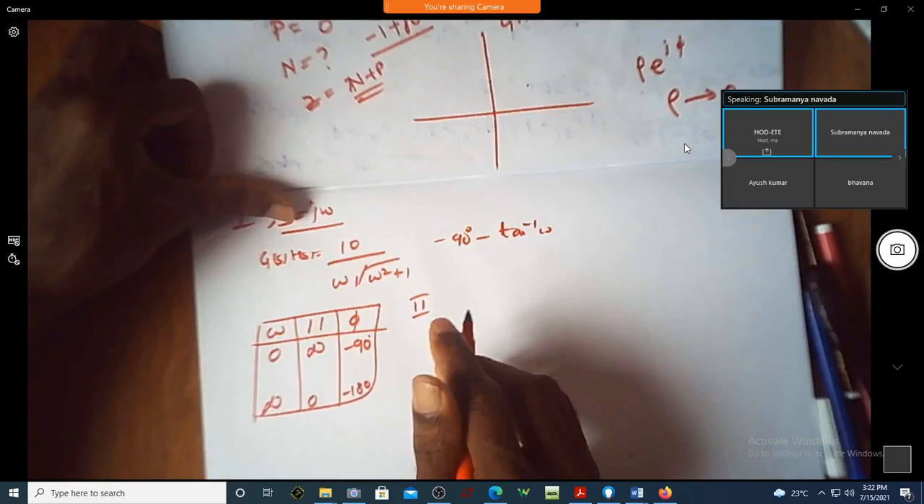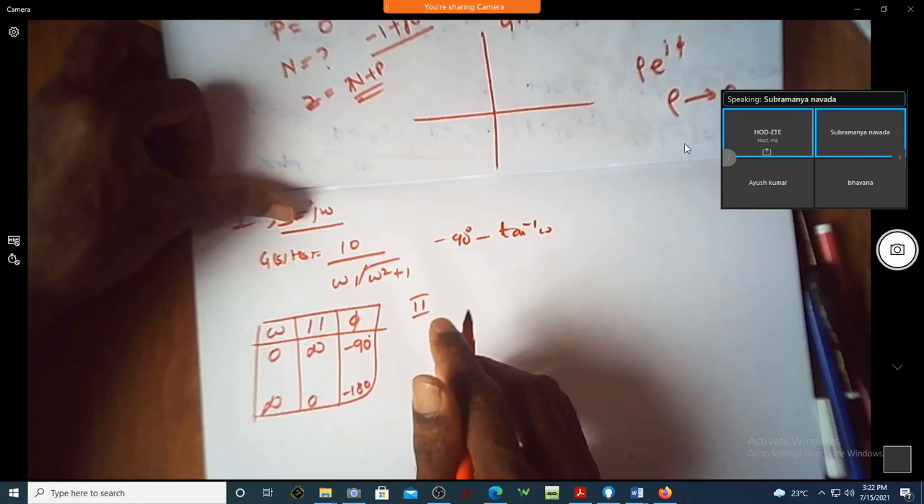Shall we go to segment 2? Is it not G of s H of s equal to 10 divided by r e power j theta into r e power j theta plus 1? Is it not 0 at an angle minus 2 theta? I will explain these things every time.